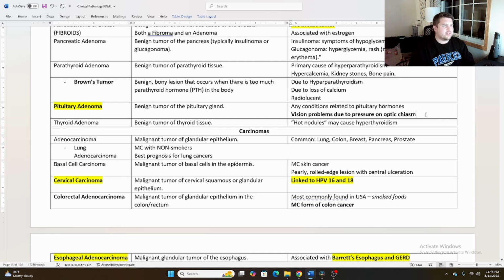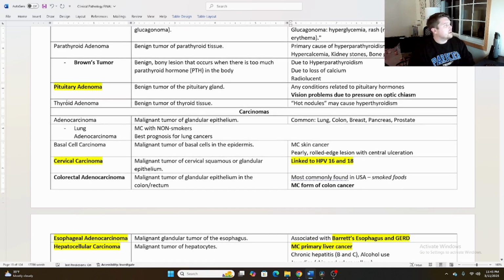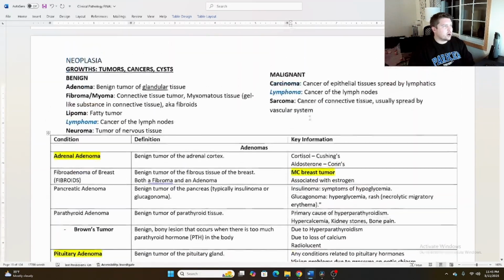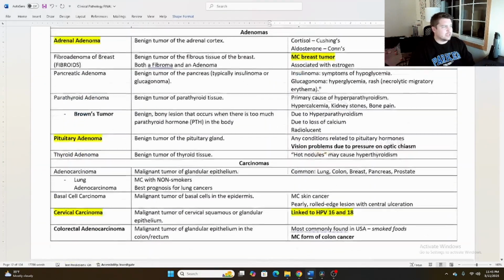That's why anytime we have an issue with a pituitary tumor, we want to make sure we get it taken care of quickly, because if our patient goes blind, that is definitely a big, big thing. Thyroid adenoma, too much thyroid tissue can cause hyperthyroidism. Carcinomas, these are some of our malignant guys.